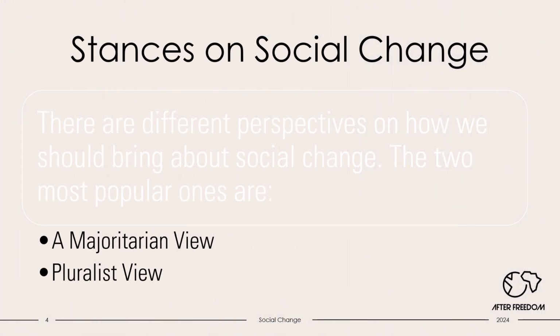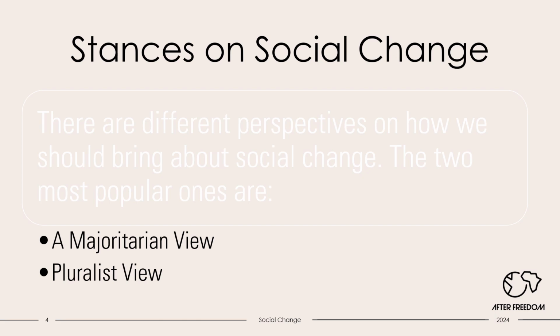The first thing we're going to look at are the different stances on social change. So there are different perspectives on how we should bring about social change. And we're going to look at two of them, two major ones. We're going to look at a majoritarian view, and then we're going to look at a pluralist view.